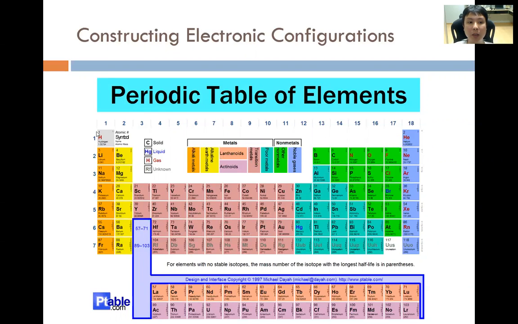And the atomic number is nothing more than the number of protons of that element. So if you have the same number of protons, you are the same element. If you have a different number of protons, you are different elements. As simple as that.